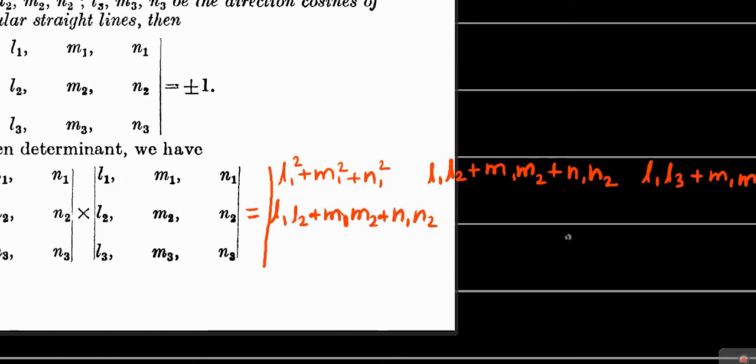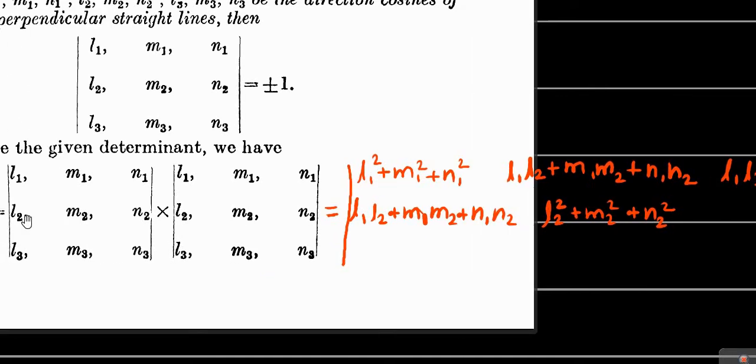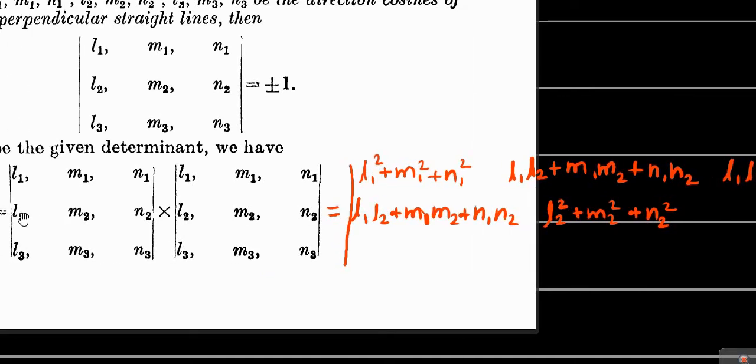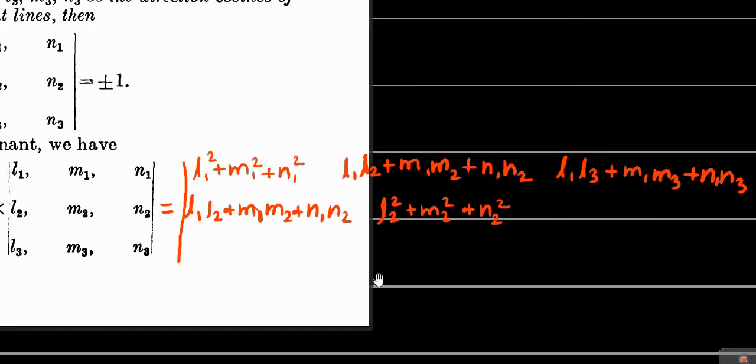So, it is L2 square plus M2 square plus N2 square. And finally, the last element of the second row will be the product of second row from the first determinant with the third row of the second determinant, which will be L2 L3 plus M2 M3 plus N2 N3. So, that element I am writing here.